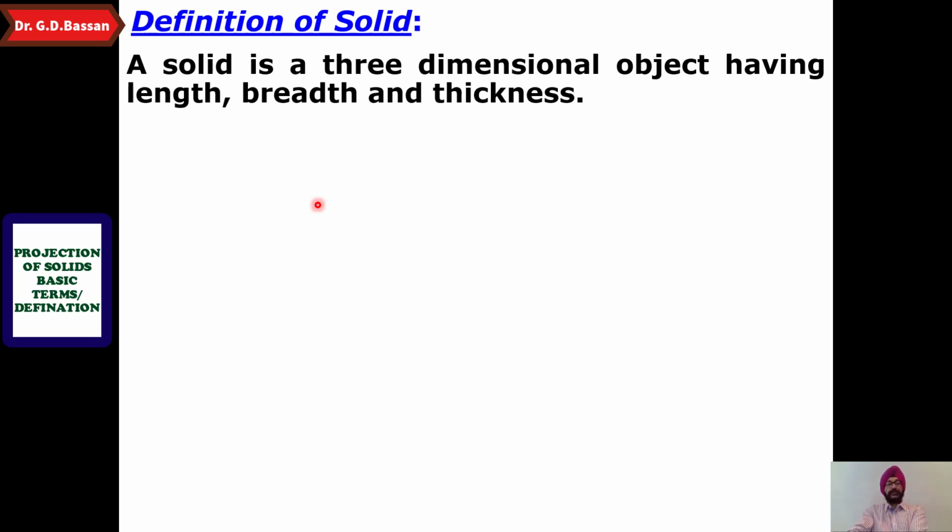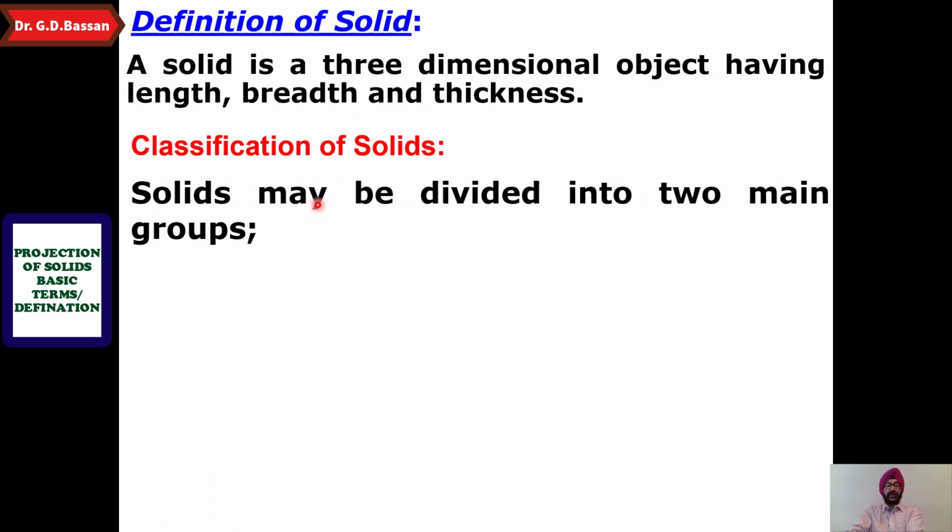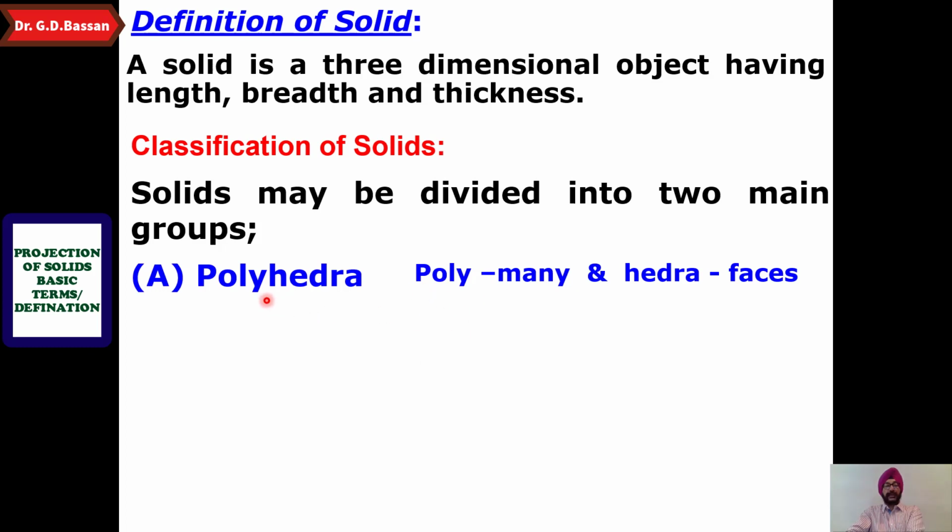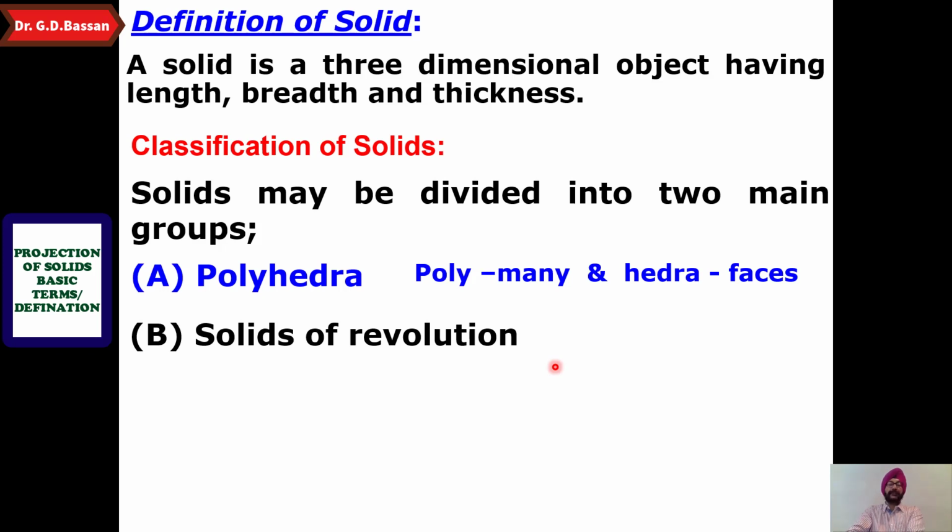There are various types of solids, so we have to classify the solids mainly into two different categories. One is known as polyhedra. Now what is polyhedra? It consists of poly as well as hedra. Poly means many and hedra means sides or faces. So a solid consisting of many sides or many faces is to be considered a polyhedra. The second one is solids of revolution. When you revolve a plane figure about one of its edges, then you get another type of solid.